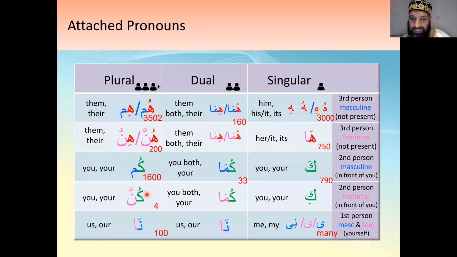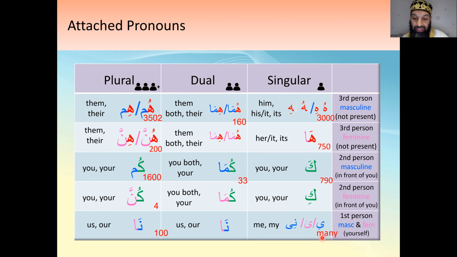If you're struggling with the table, delete the duals. Look, they do come, 160, but compared to the others, if you can't do it, just ignore the dual column. Just do the singulars and the plurals if you're struggling. Rabbukunna, okay? Now look at this, my.